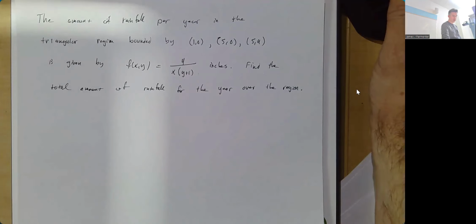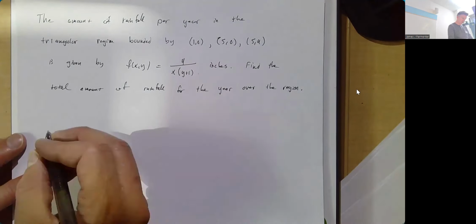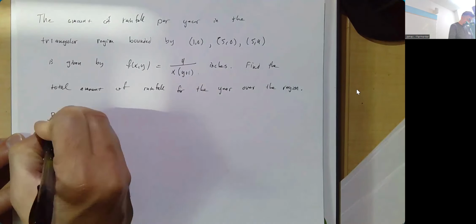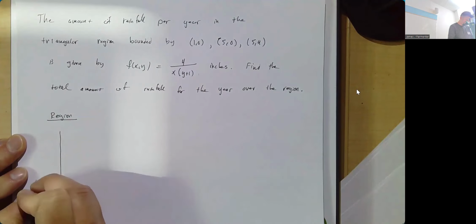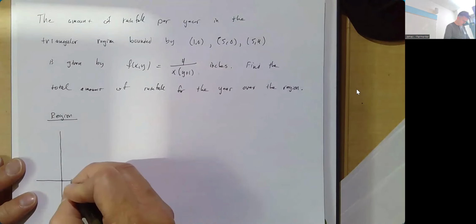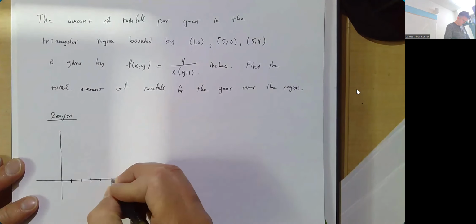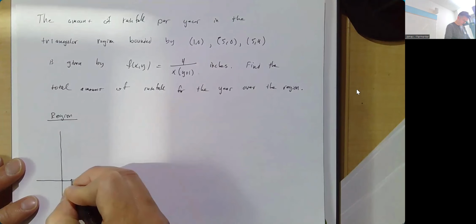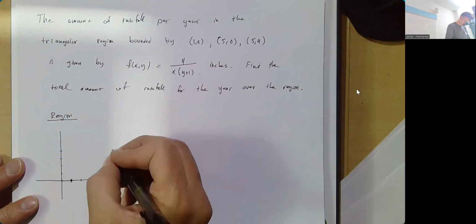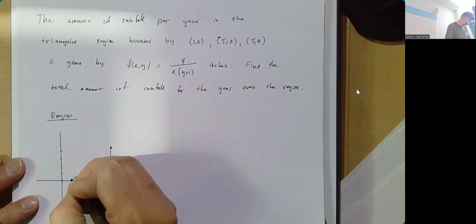We're instead going to say, well, let's draw the region of integration because that's actually what we need to make this work. So here's my region in the XY plane. We have a triangular region bounded by the points (1, 0), (5, 0), and (5, 4). There's my region right there.